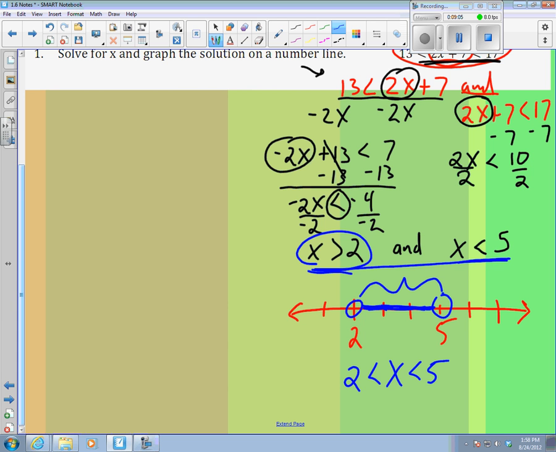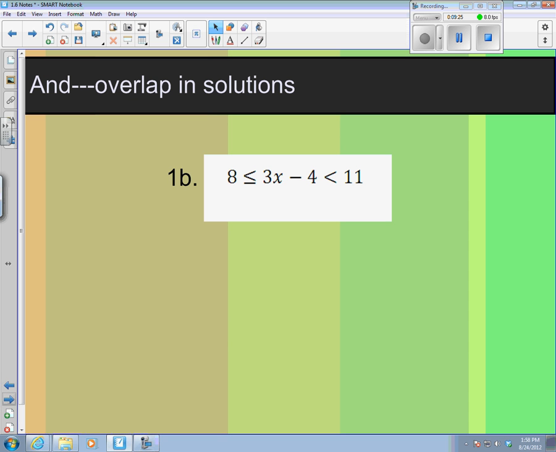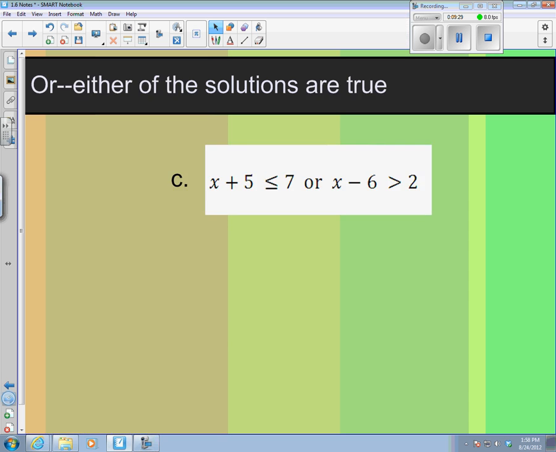So all my solutions for x are between 2 and 5. And there's your answer. 2 is less than x, and x is less than 5. So it could be 2.1. It could be 3. It could be 4. It could be 4.5. All these answers would be solutions for this compound inequality. I'll let you guys try this one.